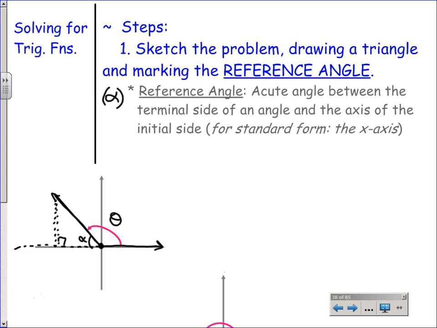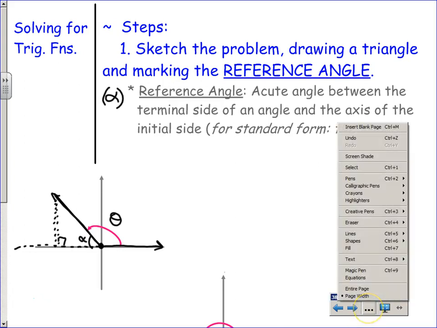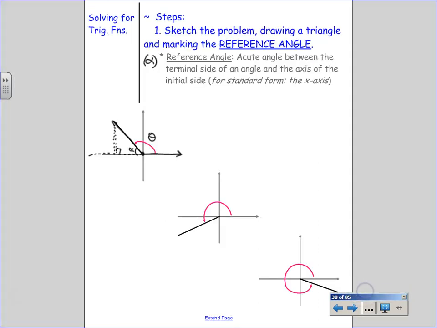So theta can land all over the place. Now theta could technically land in the first quadrant. He's alpha. He's the guy inside the triangle. It's not that big a deal. But if theta lands in the second quadrant, or in the third quadrant, or if theta lands in the fourth quadrant, where's your reference angle?